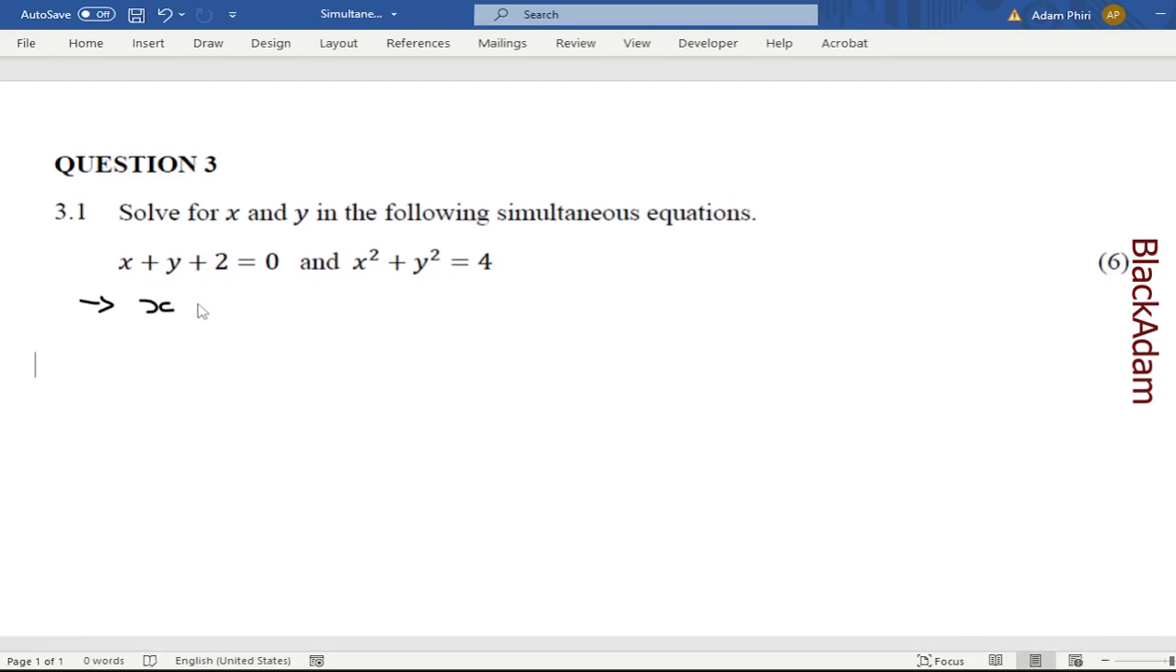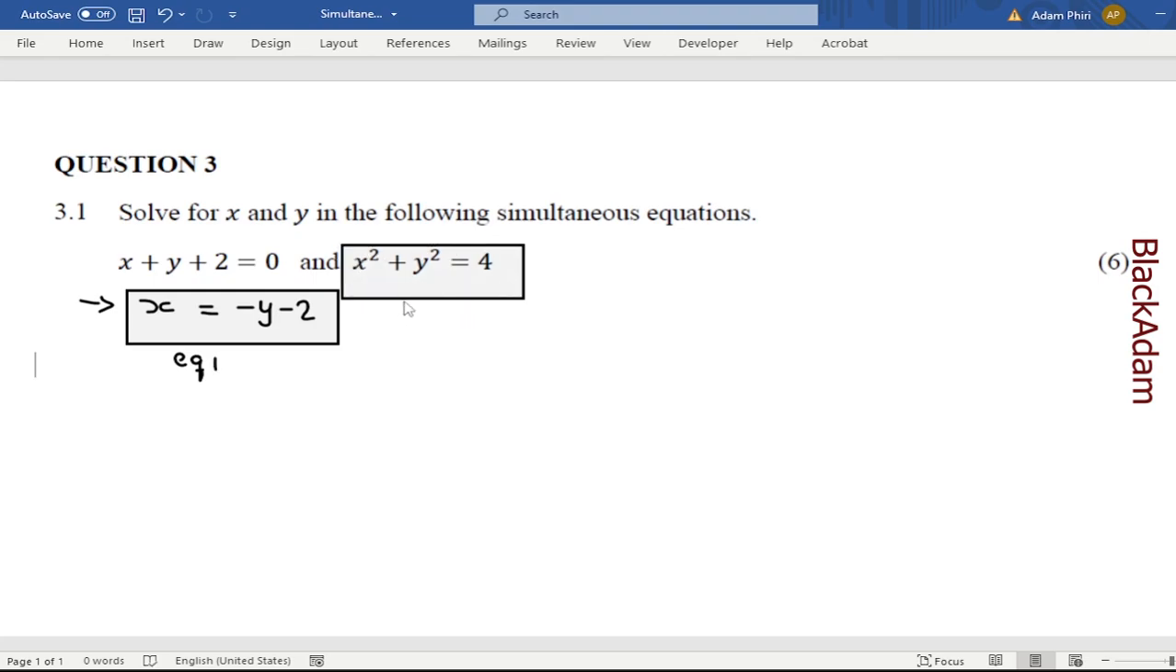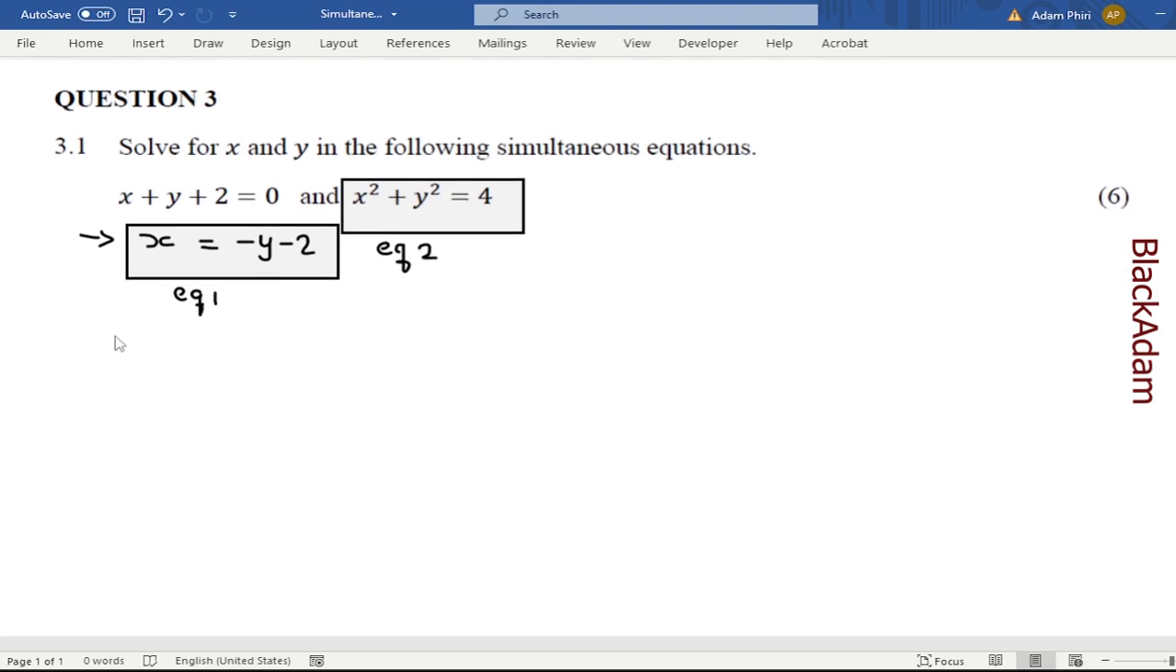We have two equations there: x plus y plus 2 is equal to 0. So we look for the easy equation, which is x plus y plus 2 is equal to 0. Solving for x, x is equal to negative y negative 2, making it equation 1. The other equation, which is x squared plus y squared is equal to 4, is a bit complicated for you to solve for either of them.